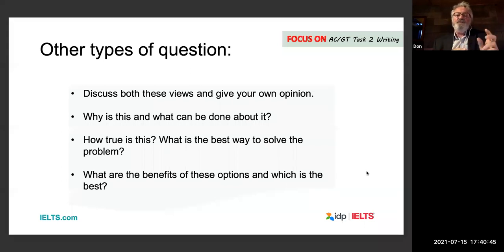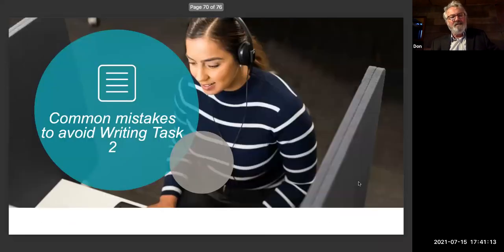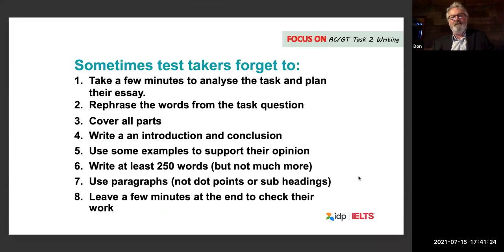Sometimes we are asked if something is true or not, and then we are asked for a solution to that. Sometimes we are asked to make a judgment about whether the benefits are more than the disadvantages. Or maybe we are asked to make a judgment as to which is the best out of a group of advantages. All of these things are what you are asked to do, and there are more things that you are asked to do. So I would recommend that you read every question very carefully before you begin your essay.